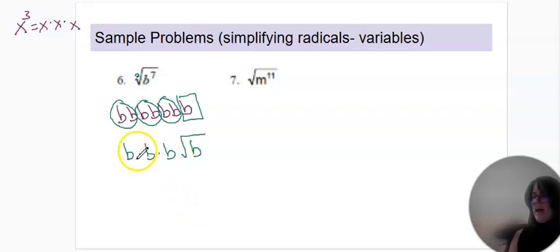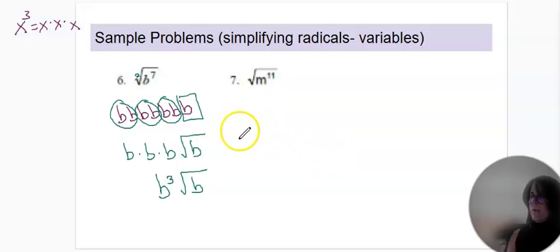Wait, but we already said b times b times b could be written as b to the 3rd. That tells me I had 3 pairs of b's and 1 b that didn't pair up. Let's do another one. There's 11 m's, all right? Write out the 11 m's, circle the pairs, put a box around anything that doesn't pair up, and write it out the way I did in the last one. Let's see if you can finish it.